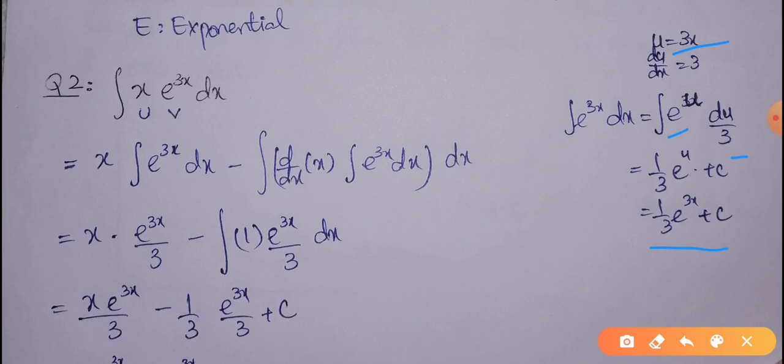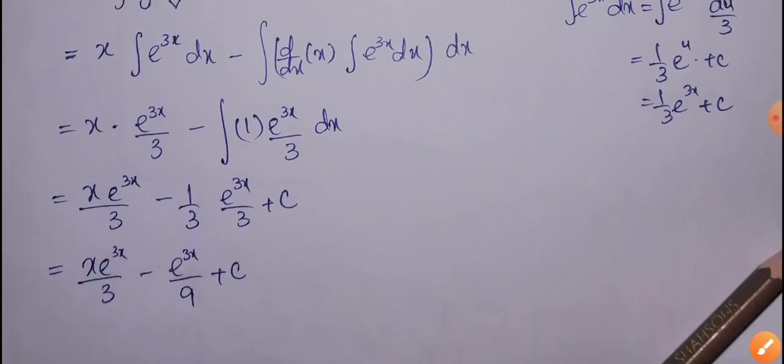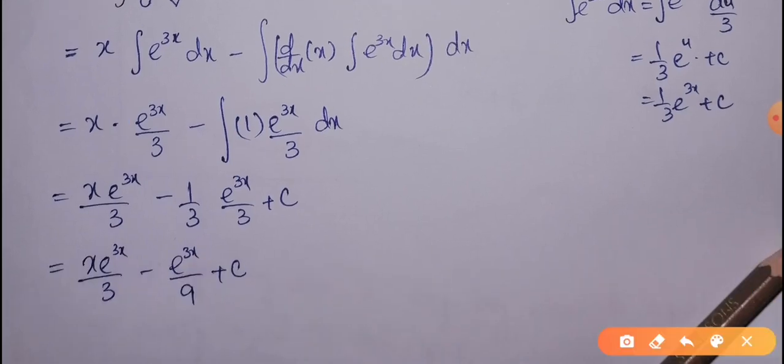In differentiation we multiply by the power, but in integration we just divide by the power. So here we have x e^(3x)/3 minus the integral of the derivative of x with respect to x, which is 1, times the integral of e^(3x), which is e^(3x)/3. Now we are going to solve this integral again, because we have to solve completely.